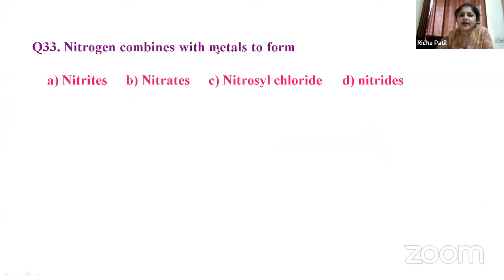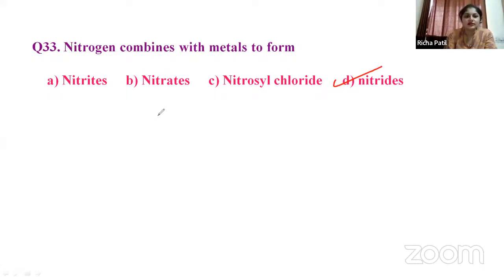So nitrogen combines with metals to form what? Yes, it forms nitrides. So it forms nitrides. Okay, it is D. The answer is D.